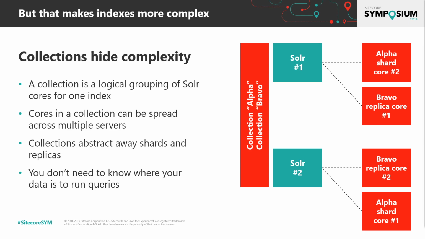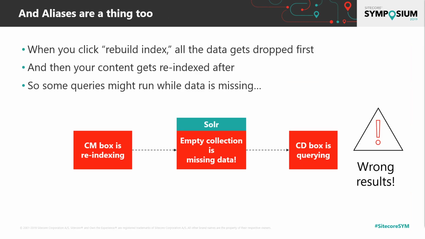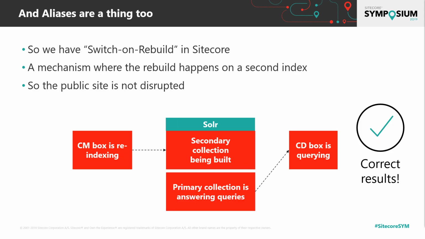Solr Cloud has one more new concept to understand: aliases. When you rebuild a Solr index, data stored in the cores is cleared and each bit of content is re-indexed in turn. So a query at the wrong time can get dodgy results because data is missing. To prevent that, Sitecore can do what's known as switch on rebuild.